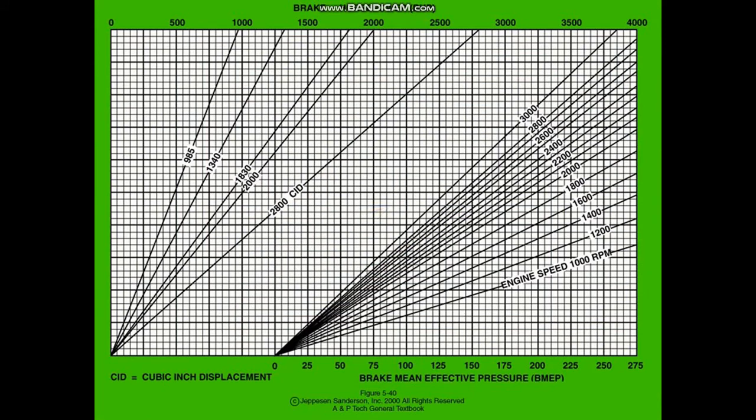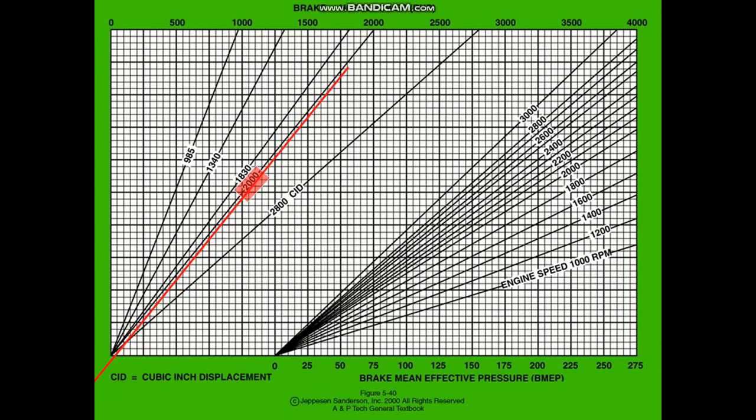Now we have the brake horsepower chart. The brake horsepower chart, as we see here, illustrates how to find the brake mean effective pressure. We can do this by the following steps. The first one, you have to find the CID, that means the cubic inch displacement.